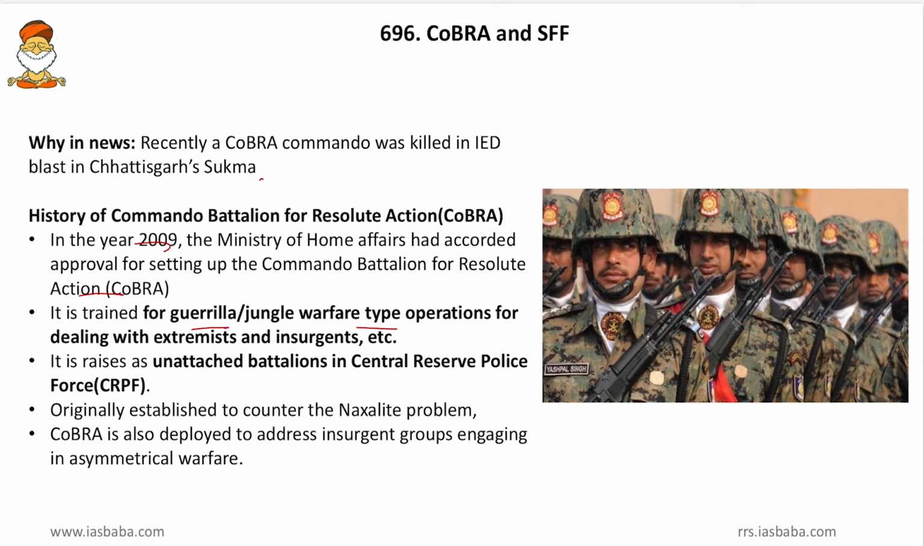Then it is raised as an unattached battalion in the Central Reserve Police Force. So there is no separate act for it, and it is established as an unattached or autonomous battalion under the CRPF. So these belong to CRPF basically. Then it was originally established to counter the Naxalite problem. Yes, we know that. Then Cobra is also deployed to address insurgent groups engaging in asymmetrical warfare. So nowadays, even to tackle insurgent groups, these are being used. So this is a brief account on Cobra.